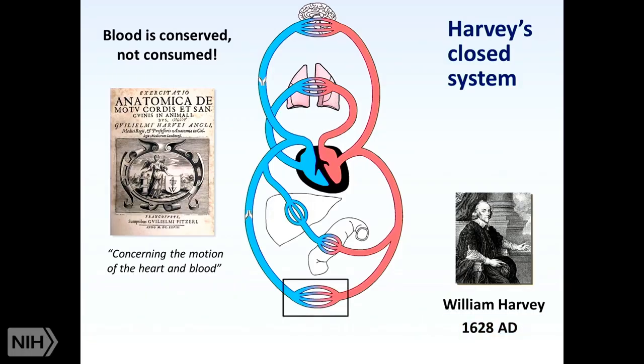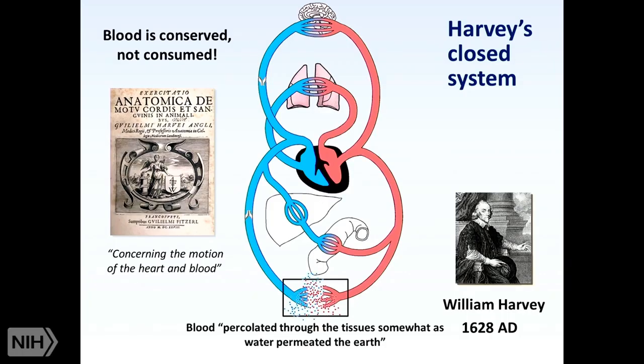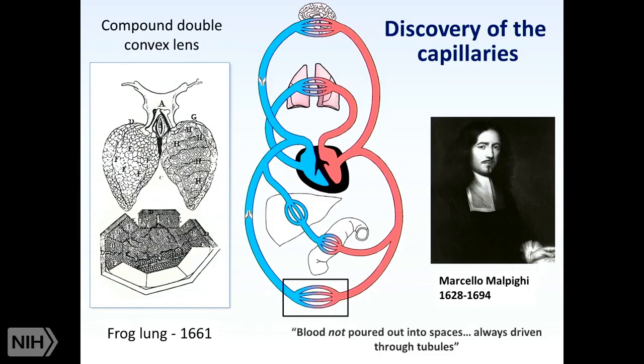Now, like his predecessors, Harvey could not see the invisible capillaries. He surmised they might exist, but he actually preferred the notion that blood percolated through the tissues, going from the artery to the vein. After all, he thought, how else could nutrients possibly get out from the blood vessel into the tissues? The discovery of the capillaries would wait for a technological advance, and that was the introduction of the light microscope. So in 1661, 4 years after Harvey's death, Marcello Malpighi, who was a professor of anatomy at the University of Bologna, peered down the eyepiece of his compound double convex lens looking at fresh preparations of frog lung and found that blood was not poured out into air spaces, but was always driven through tiny tubules.